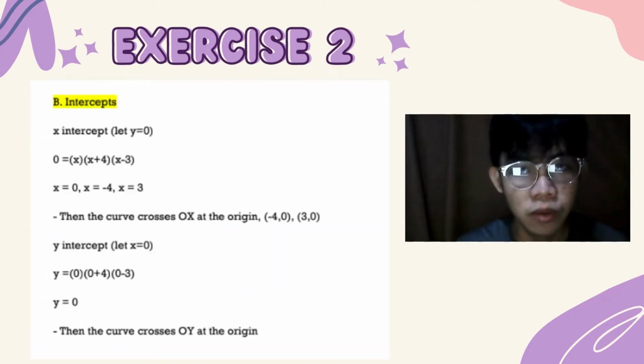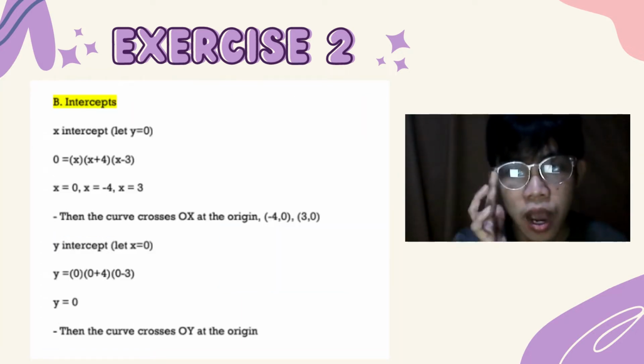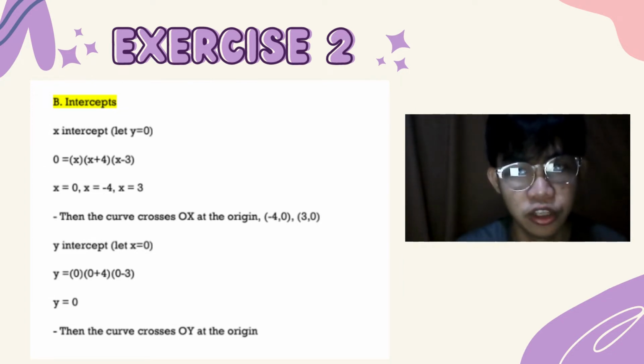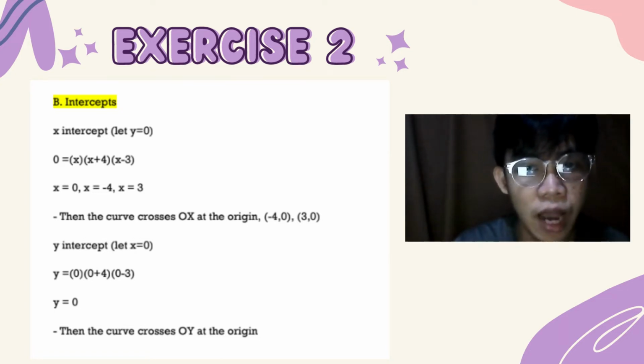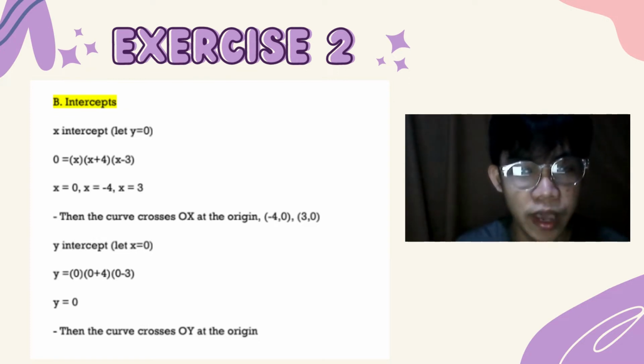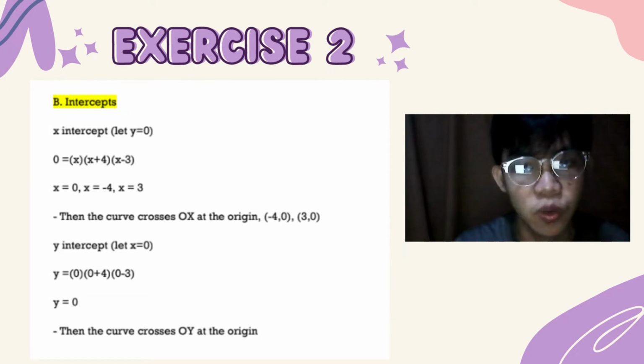So after we get the x values, the next thing we will do is to solve their intercepts. To find the x-intercept, we should let the value of y be equal to 0, and vice versa. So 0 equals x times quantity of x plus 4 times quantity of x minus 3. So, x equals 0, x equals negative 4, and x equals 3.